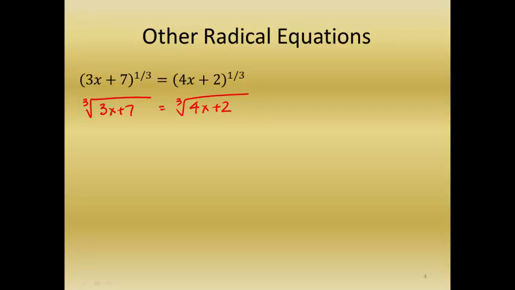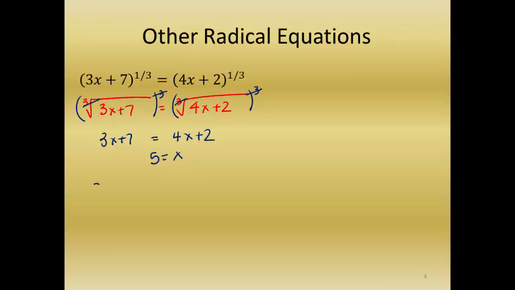So in order to eliminate the radicals, I'm going to cube both sides. In cubing both sides, it doesn't really affect anything except that it cancels the operations, leaving me 3x plus 7 will equal 4x plus 2. And then I'm ready to solve. That would leave me with x equals 5.